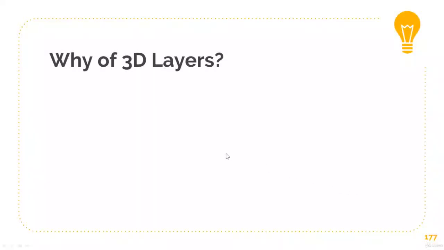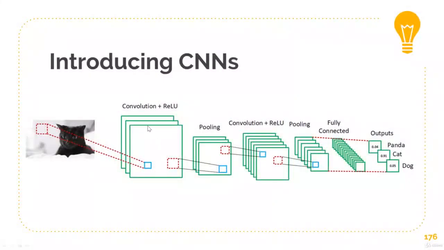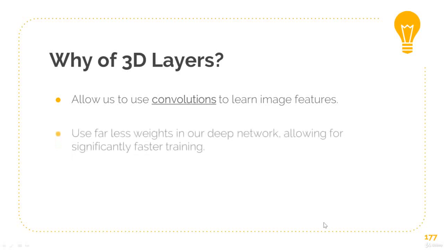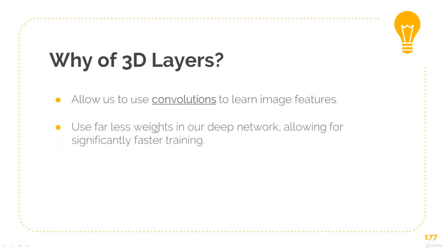So why 3D layers? I didn't mention 3D layers before, but you can see here that there are depths of layers, stacks going this way and this way, whereas neural nets were represented in more of a flat diagram. So 3D layers allow us to use convolutions to learn image features. And by learning image features, you'll get to understand what image features are very soon. And therefore, this allows us to use far fewer weights in our deep network, allowing for significantly faster training and a lot fewer parameters to learn.